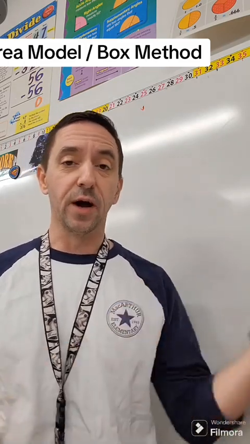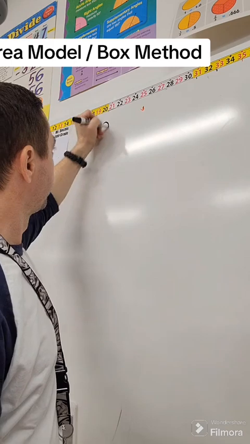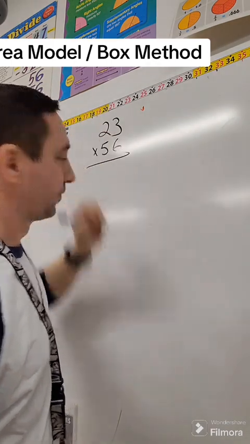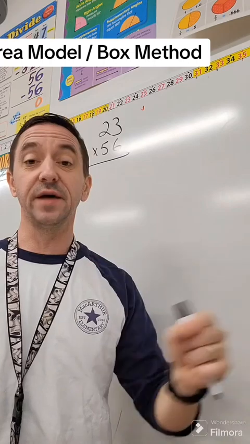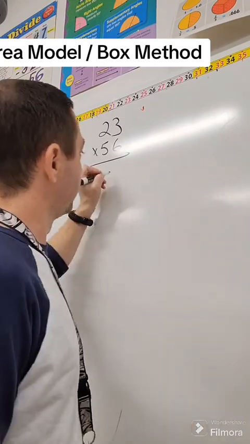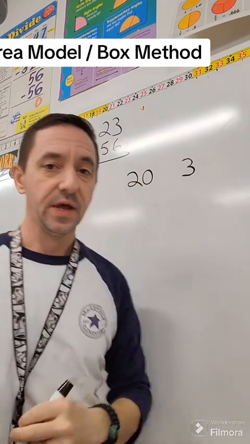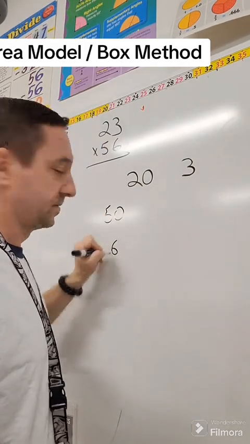So we're going to start with a problem of 23 times 56. What I'm going to do first is decompose my numbers, and that means I'm going to break them down into tens and ones. My 23 is going to be a 20 and a 3. And my 56 is going to be a 50 and a 6.